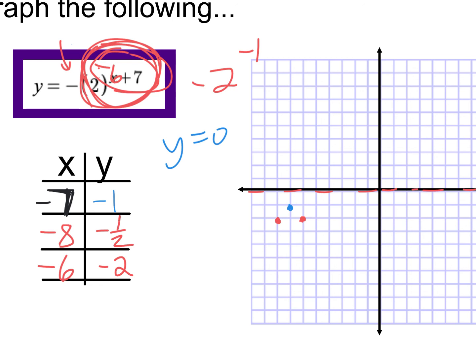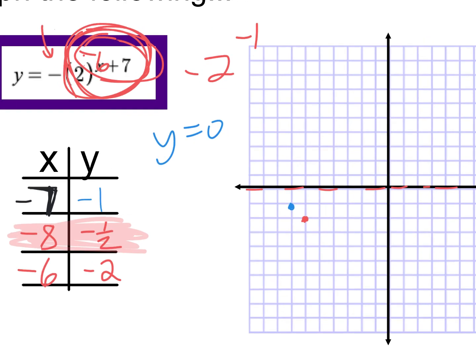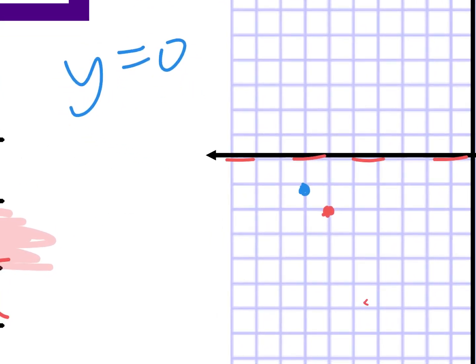Yeah, I graphed this one right here. I graphed it wrong. -8, -1/2. And now I realize that this -8, -1/2 should be right here. Okay. Now, all we're going to require you to do on the test is 3 points. You know it just gets closer and closer to that line, but never touches it. And there we go. Good enough.